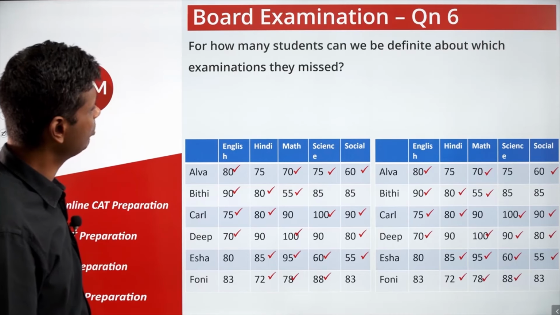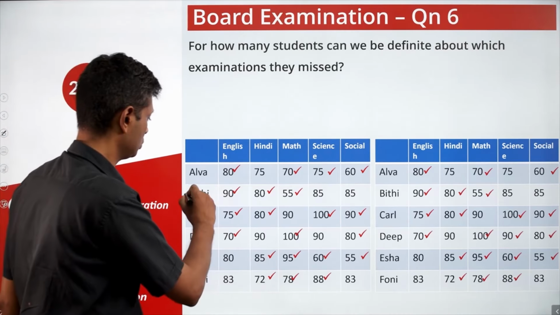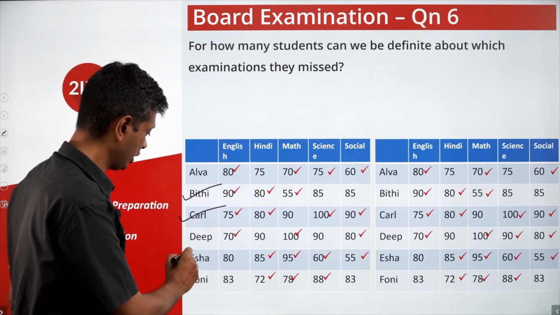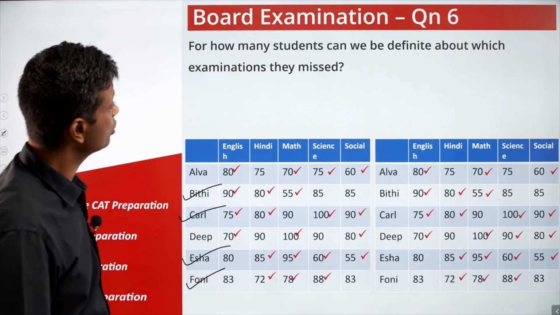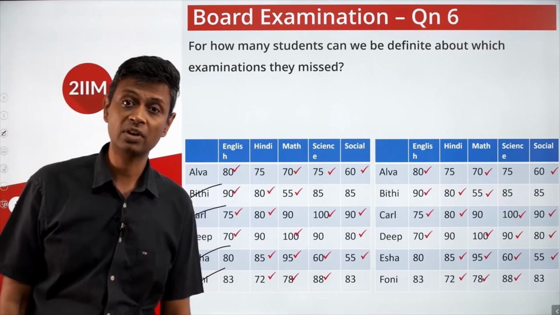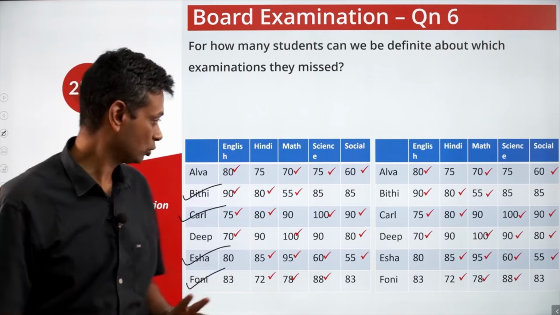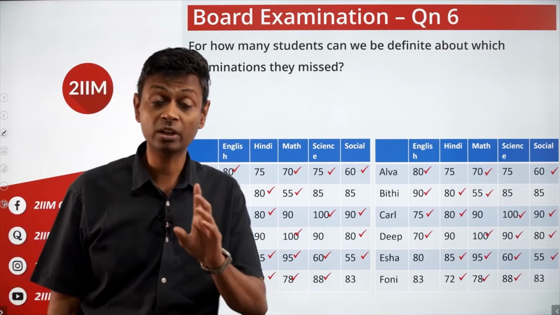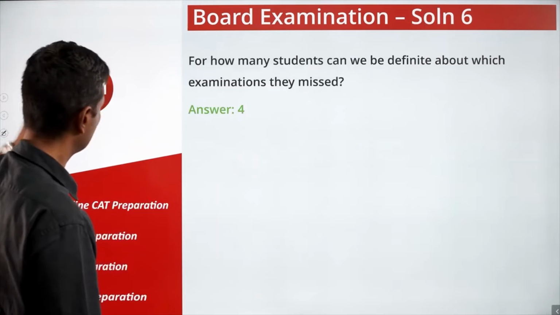For how many students can we be definite about which exams they missed? Fine. We know Bysi missed these 2. We know Carl missed only math. We know Isha missed only English. We know Fani missed English and social. For how many students can we be definite? These 4. The only ambiguity we have is between Alva and Deep. One of them missed science also. The other missed only Hindi. So both of them missed Hindi. One of them missed science also. That is the only ambiguity. Therefore, we cannot know for Alva and Deep. The remaining 4, we do know for 4.